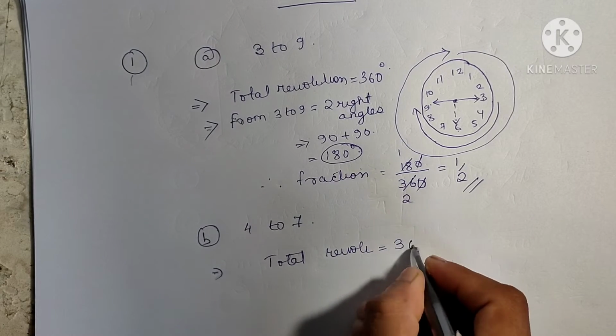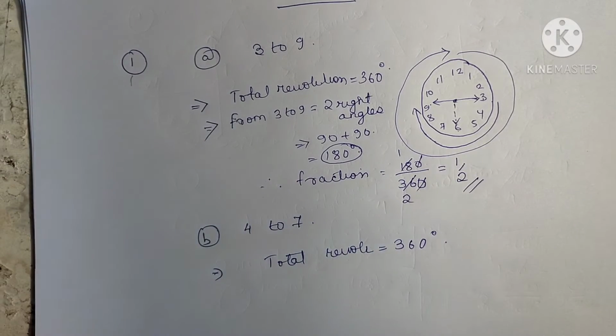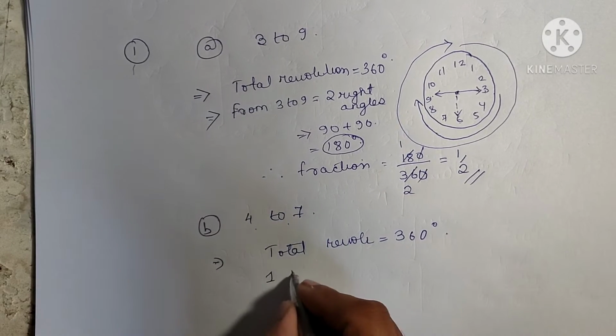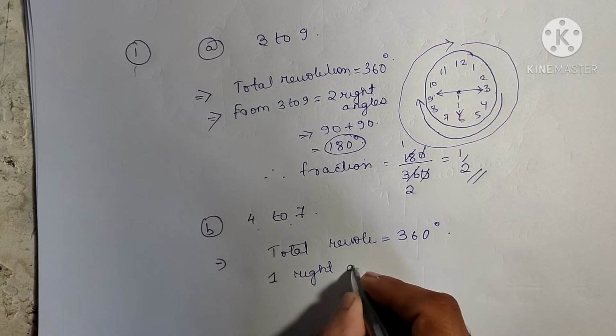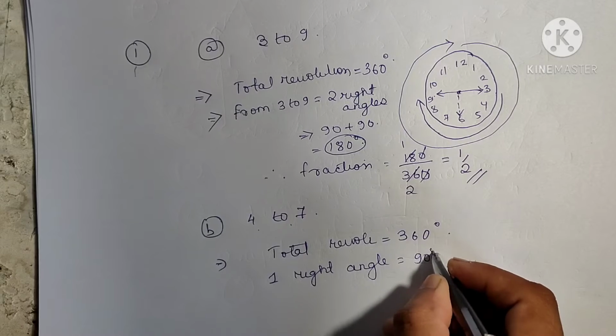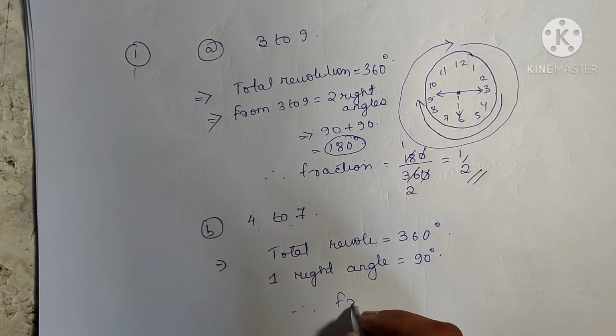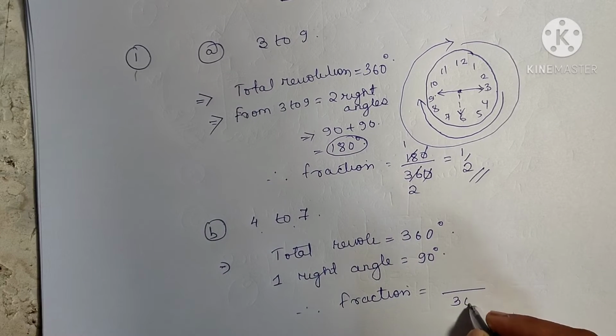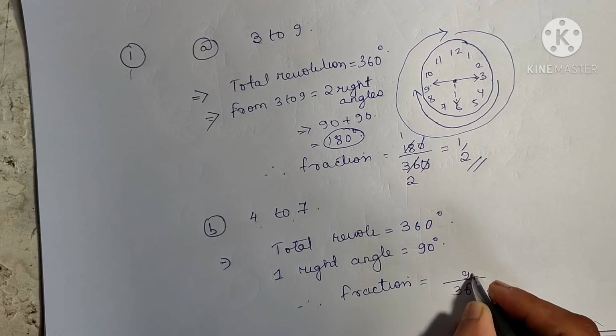Okay, and then one right angle, because between 4 to 7 we are having only one right angle. One right angle equal to how much? In the previous slide I have shown you, it is 90 degree. Therefore our fraction: total is always 360 degree and then 90 in the above.